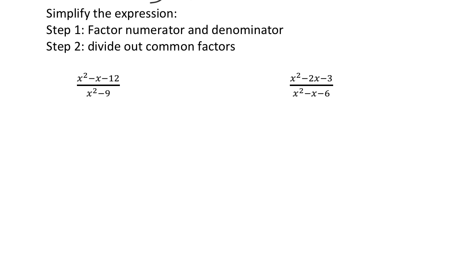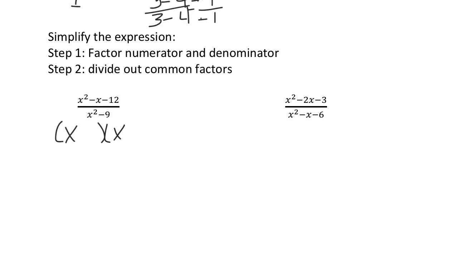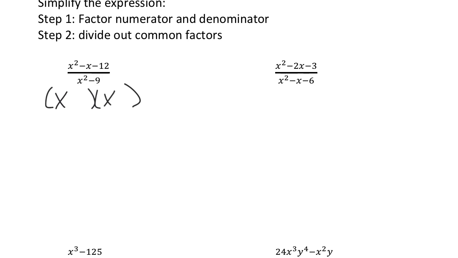So x squared minus x minus 12 is equal to, how does that factor? What two numbers multiply to negative 12 and add to negative 1? So that gives me x and x, multiply to negative 12, add to negative 1. I'm giving you a second to think. It's negative 4 and positive 3. And then x squared minus 9 is the difference of squares. That factors to x minus 3, x plus 3.